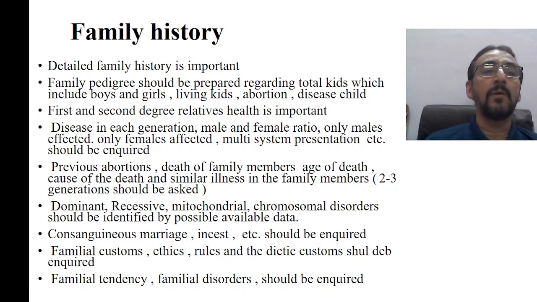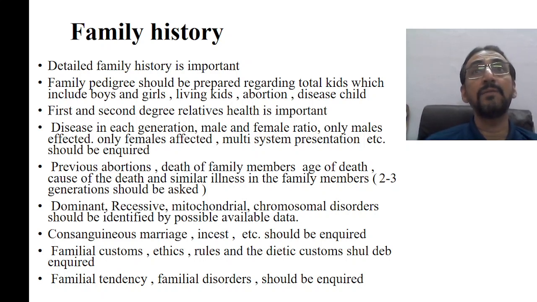Now the health of first and second degree relatives is very important. You have to inquire about the health of the first and second degree relatives, or even third degree relatives of the family. Now disease in each generation has to be also asked. Whether a particular disease is there, whether any child is having some problem, and you have to ask in each generation whether this problem is coming or not, whether it is descending or not, because we know that autosomal and X-linked dominant problems usually will not skip the generation. So it's a vertical transmission, so they do not skip the generation. So disease in each generation.